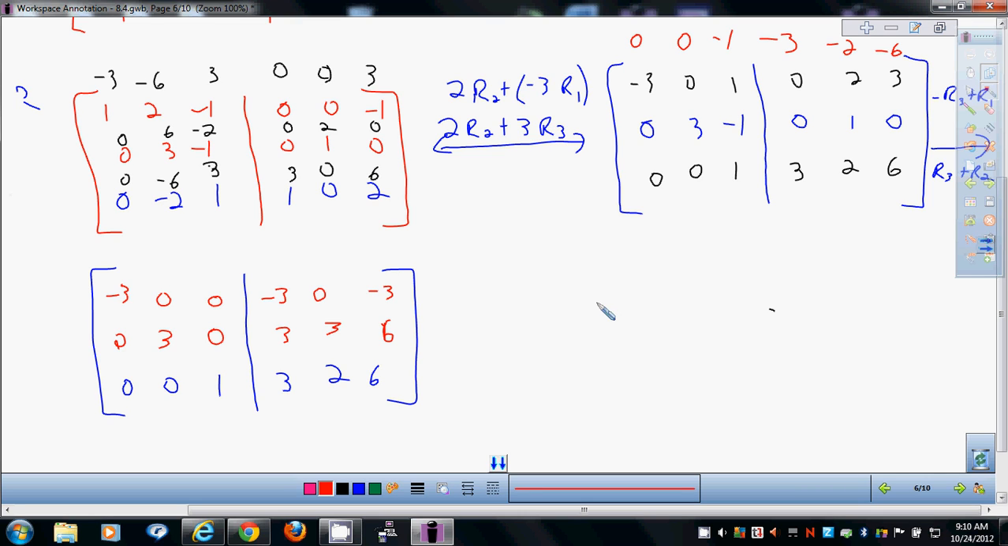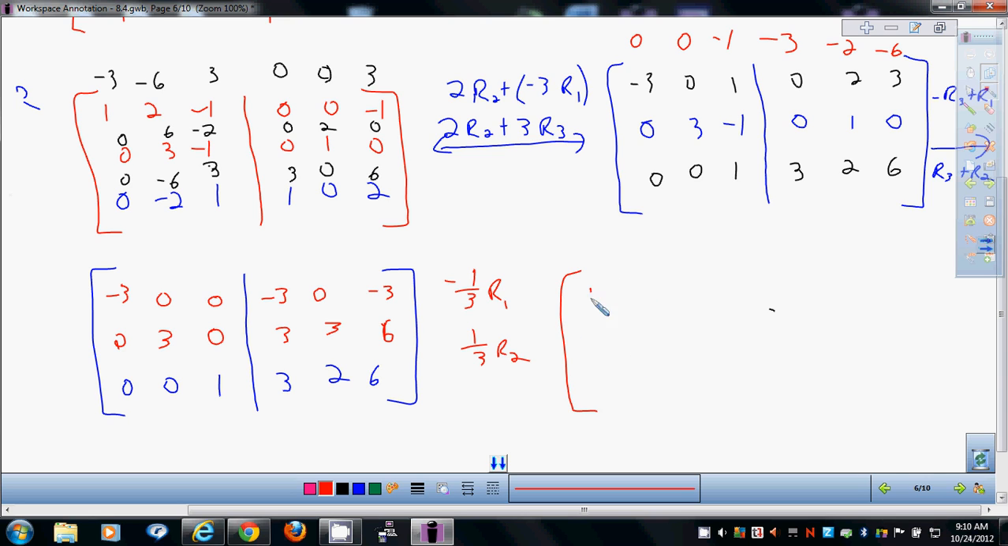We have our identity shape. What's the only thing we have left to do? Top row needs to be multiplied by what? -1/3, so that'll be a +1. And what does this row need to get multiplied by? +1/3. So I'm just going to write that right here in the margin. -1/3 row 1, +1/3 row 2, and we'll be done.